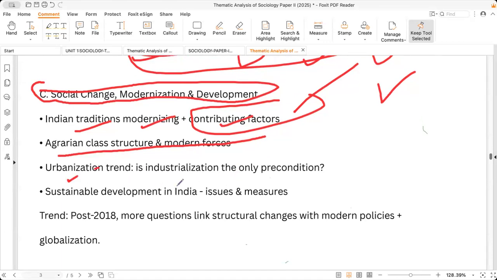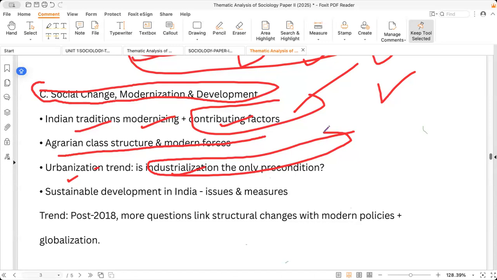Okay. On the urbanization trend: is industrialization the only precondition for urbanization? No. Urbanism is a way of life. Take small villages in Bihar. Are they industrialized? No. But the urban way of life is still visible there. It's not a precondition. Louis Wirth gave exactly this concept. The concept given by Louis Wirth was that urbanization is not about having urban centers or the census town definition. It's a way of life.